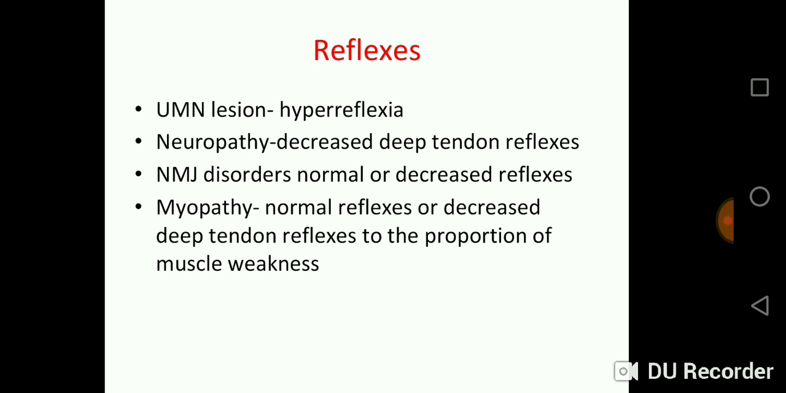In neuromuscular junction disorders, the deep tendon reflex is either normal or decreased. And in muscle disease, the reflex is normal or decreased according to the proportion of muscle weakness. Thank you.